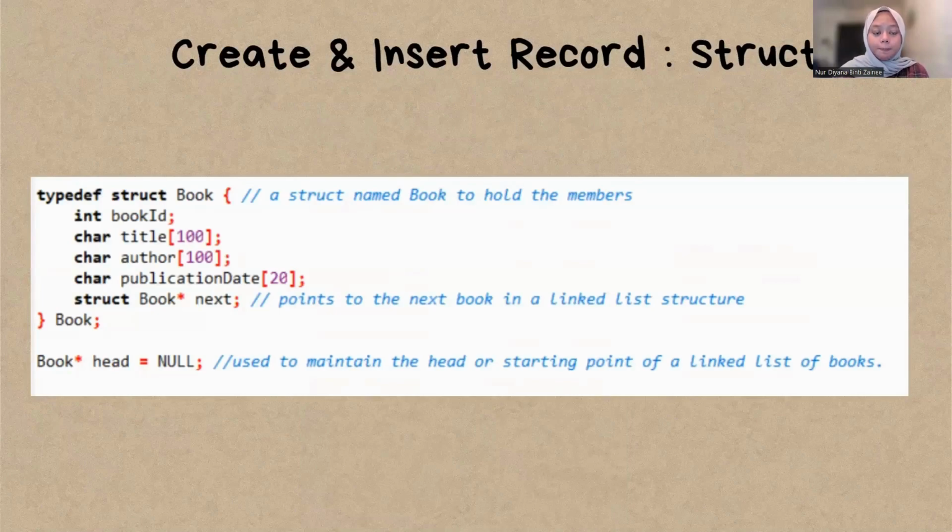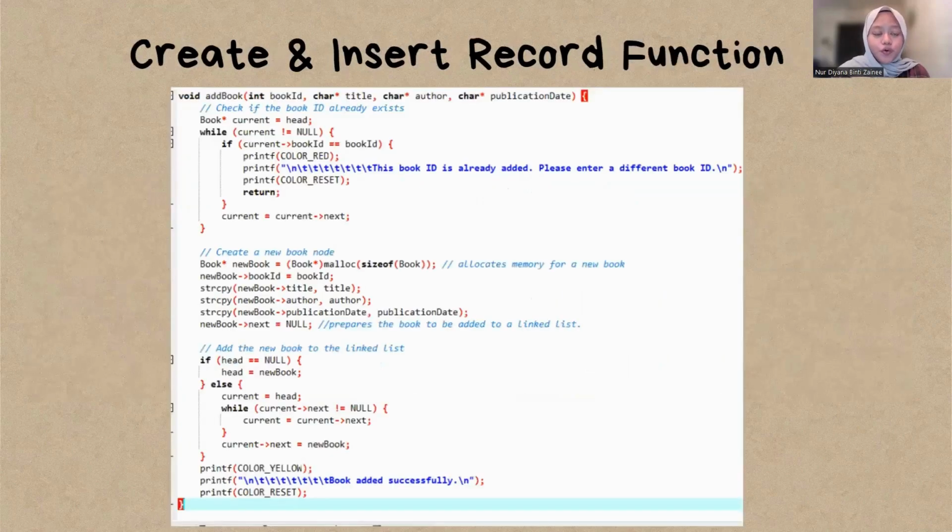For the starting of the coding, we have to create a struct book to hold the members such as book ID, title, author, and also publication date. The struct book's next pointer points to the next book in the linked list of structures. And book head equal to null is used to maintain the head or starting point of the linked list of the book. For the create and insert record function, we name it the add book function.